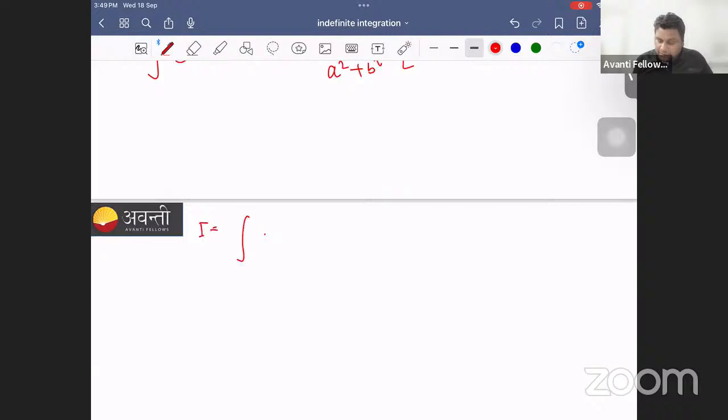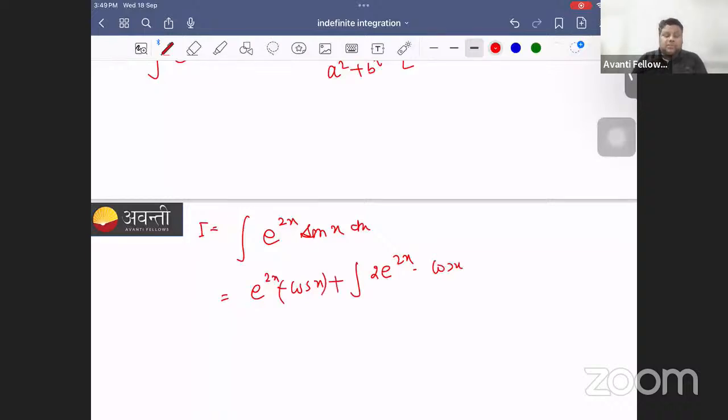Integration e to the power 2x sin x dx. Yes or no? Now let's apply by parts. First, integration of second: sin x integration is minus cos x. Derivative of first, 2e to the power 2x. Integration of second, sin x integration is minus cos x. So it will become plus cos x.